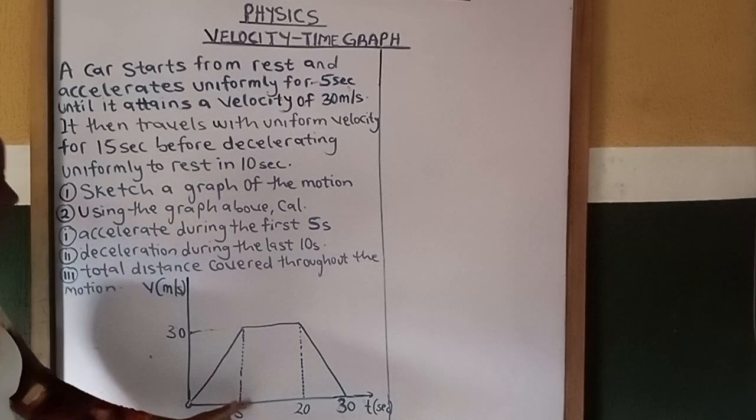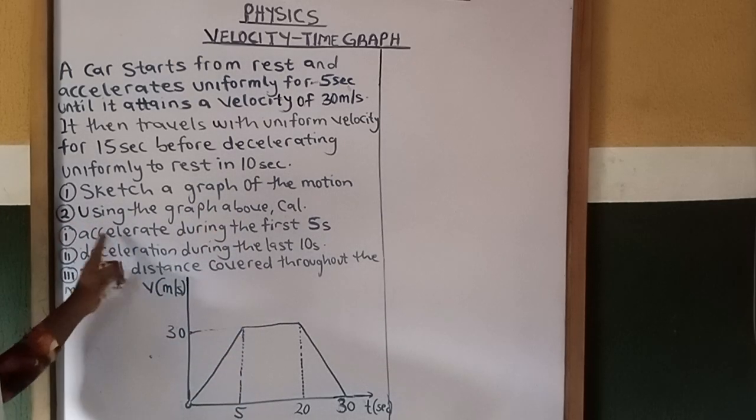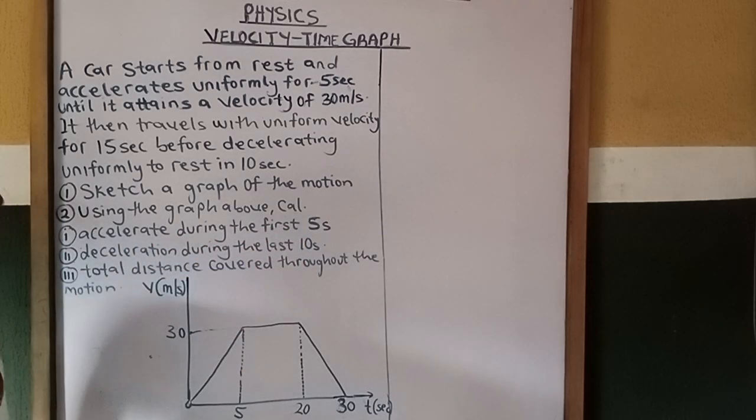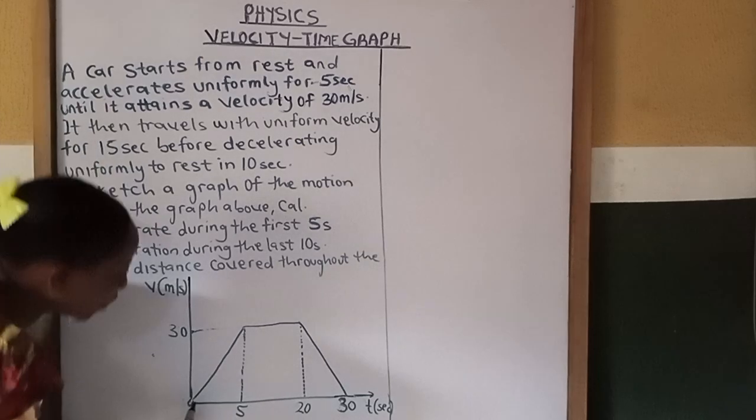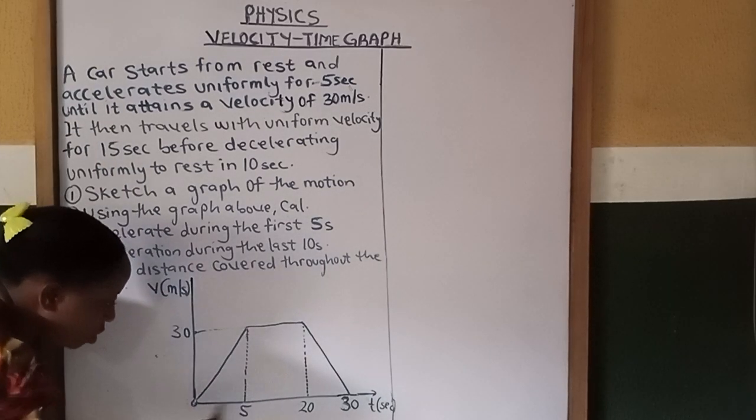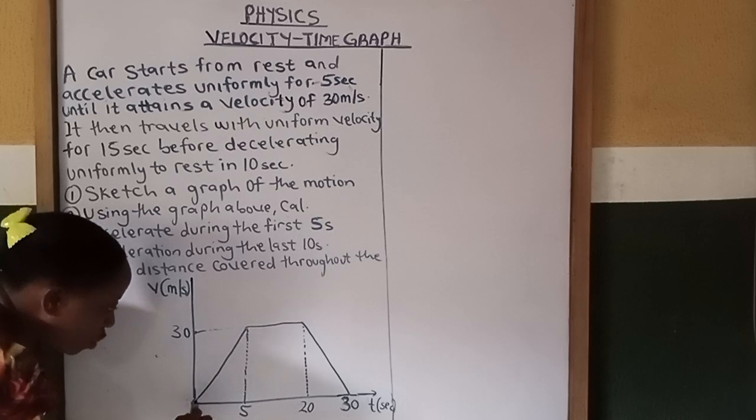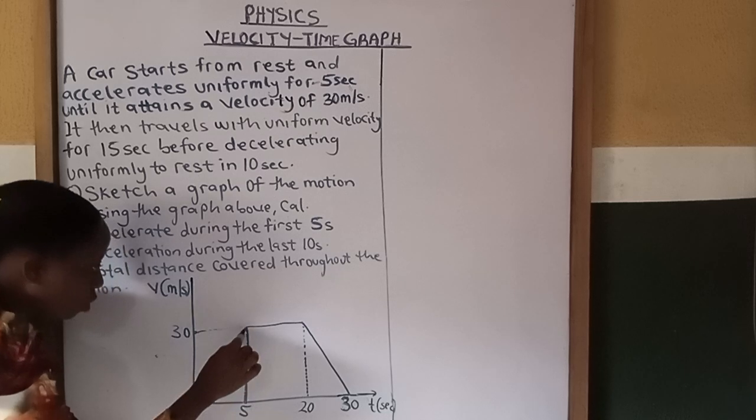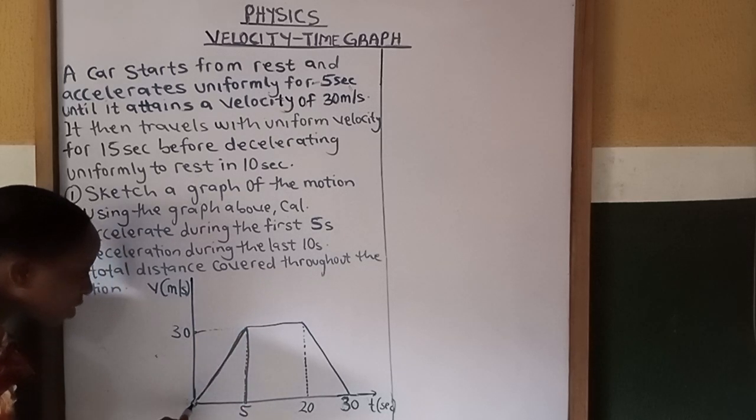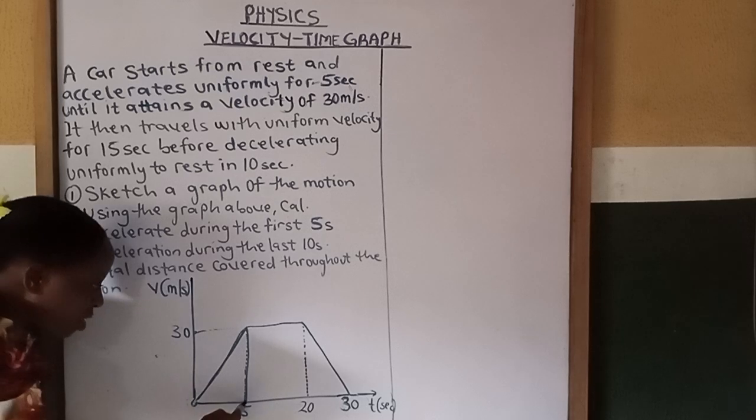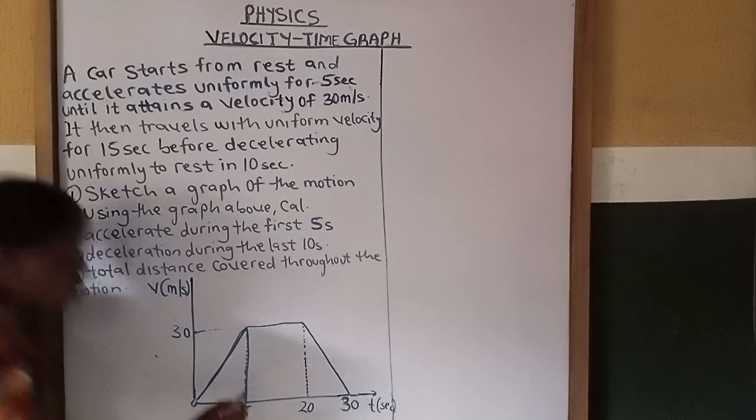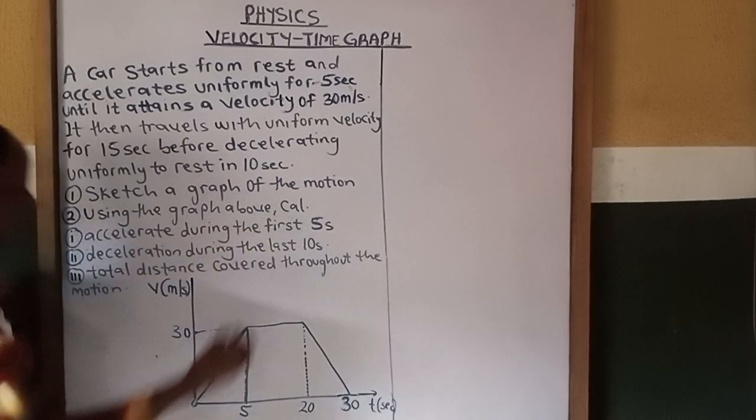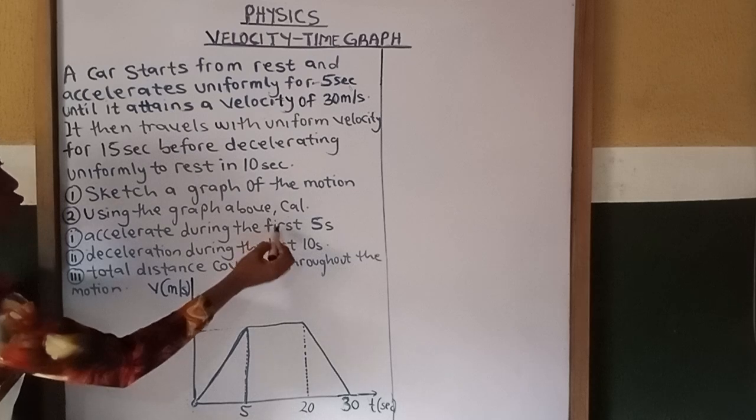Roman figure 2. Using the graph above, calculate 1, the acceleration during the first 5 seconds. Now, the first 5 seconds is from 0 to 5. So for that first 5 seconds, we need this triangle, because the 5 seconds covers 0 to this place, down to this place. It covers this triangle. We are looking for the acceleration during the first 5 seconds.